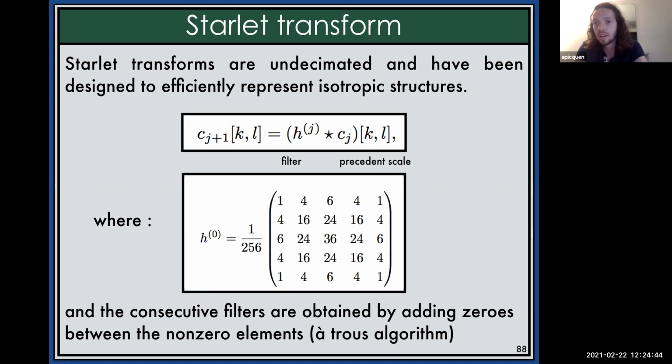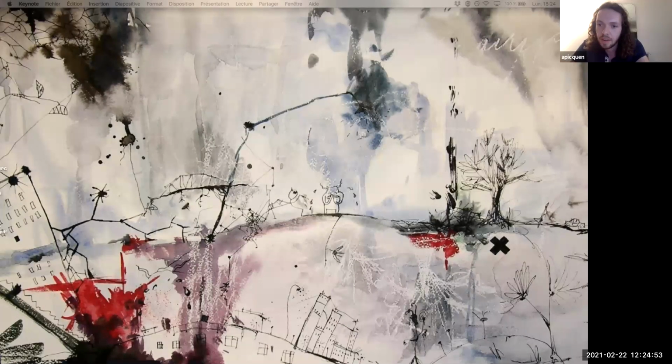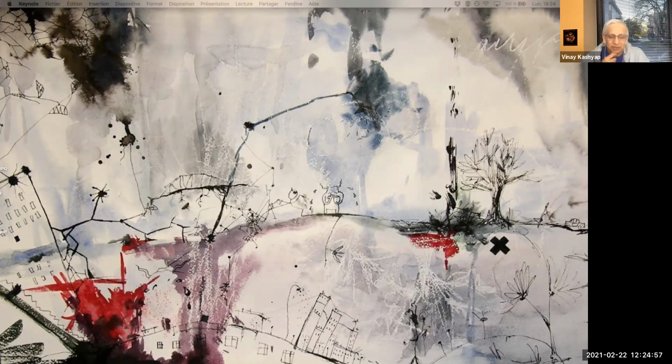But with the starlets, as it is isotropic, we won't have this kind of issues. Are these orthogonal? Sorry? Are the starlets orthogonal? The different scales? I don't think so. I'm not sure of that actually, but I don't think so.